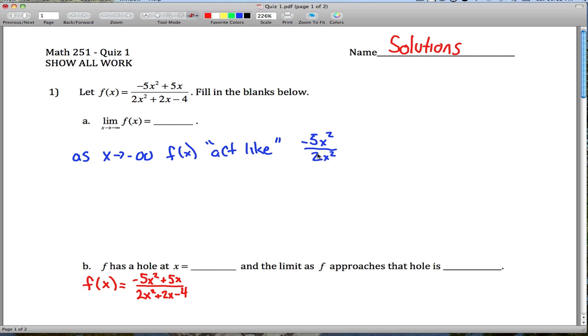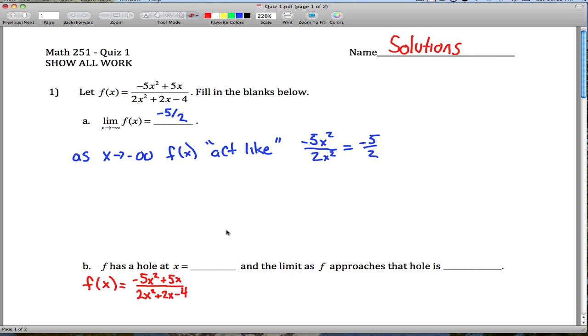And the nice thing about this function right here is we can cancel out the x squareds and say that's equal to negative 5 over 2. So what that tells us is that this function has a horizontal asymptote at negative 5 halves. In other words, as x approaches negative infinity, f of x approaches negative 5 halves.